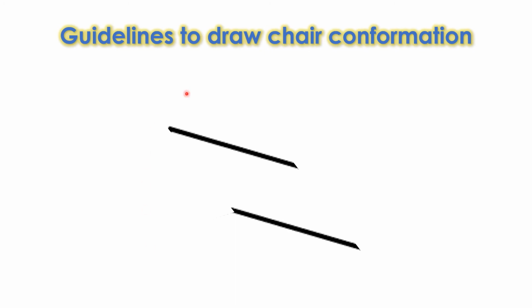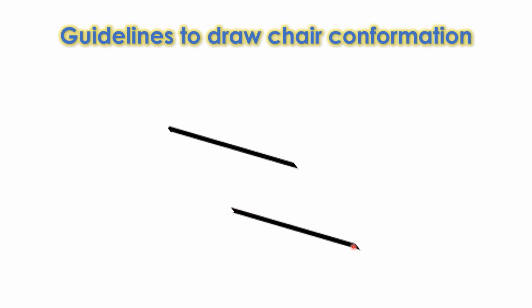You can draw the chair conformation in this sequence. You need to draw two parallel lines. You can draw it in another, opposite direction, and you will get another chair form. So draw two lines which are parallel. They indicate four carbon atoms.